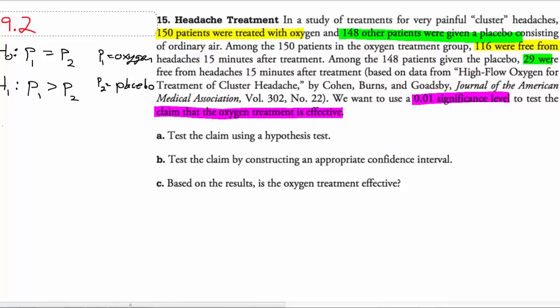And P1, because we're talking about the proportion of people who were free from headaches, is simply the number of people who didn't have headaches divided by the number of people who got the treatment. P2 is the number of people who were free from headaches divided by the total number of people who got the placebo. So we can calculate each of those to figure out what's going on with our p-values.